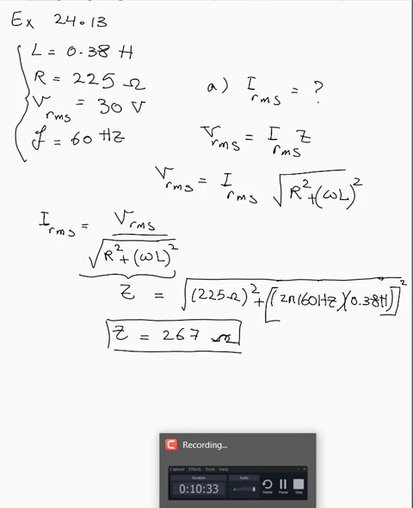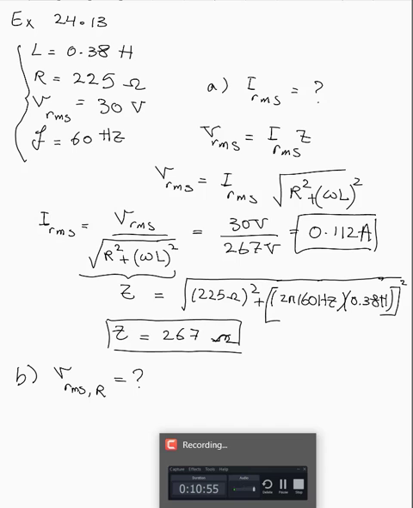Now if I put the value of VRMS here, 30 volts divided by Z, which is 267 ohms, my IRMS is going to be 0.112 amps.